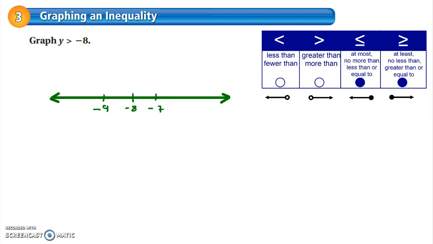Okay, where are we going to place this? All right, so negative 8 is not included, so we're going to do an open circle. You can do this on the number line. I'm doing it above so you can see it a little bit better. And then notice that this sign is pointing this way, so that line should go this way. Now we want to check to make sure that's right. So let's take a number over here, negative 7 for example, plug that in. Is negative 7 greater than negative 8? Yes, that is correct. So therefore our graph is correct.